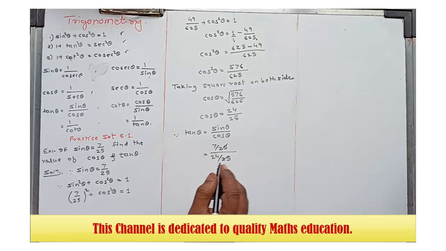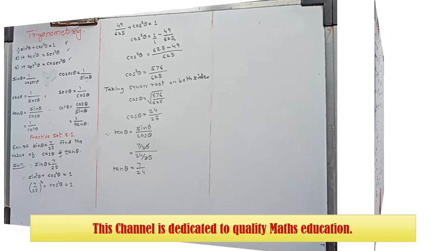So this 25 gets cancelled, and you will get tan theta is equal to 7 upon 24. This is the value for tan theta. Yes, any doubt in this example? You can easily solve this. Okay, now come to the next example.